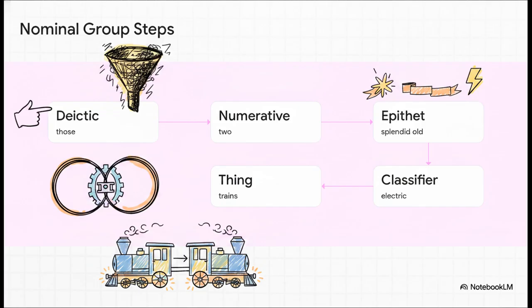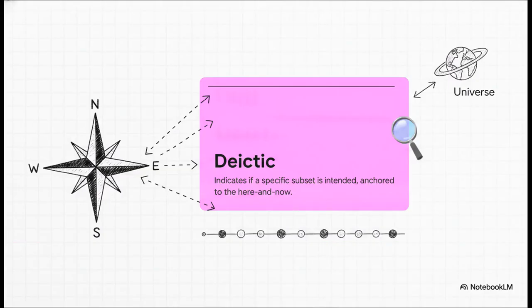What we're actually doing here is moving from the most general identifying context right down to the most permanent classification. We start with the Deictic, those, move to the numerative, 2, pass through the epithets, splendid and old, hit the classifier, electric, and finally arrive at the core thing itself, trains. Now, the absolutely crucial point here is that we always start at the outer edge of our reality with the Deictic. The Deictic is your anchor.